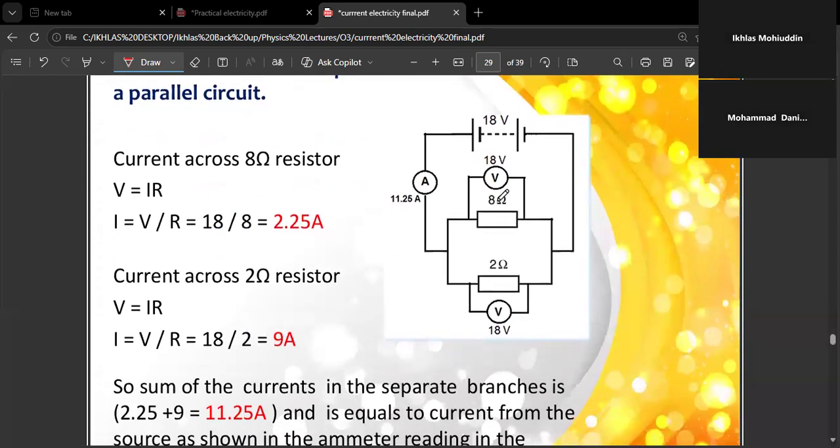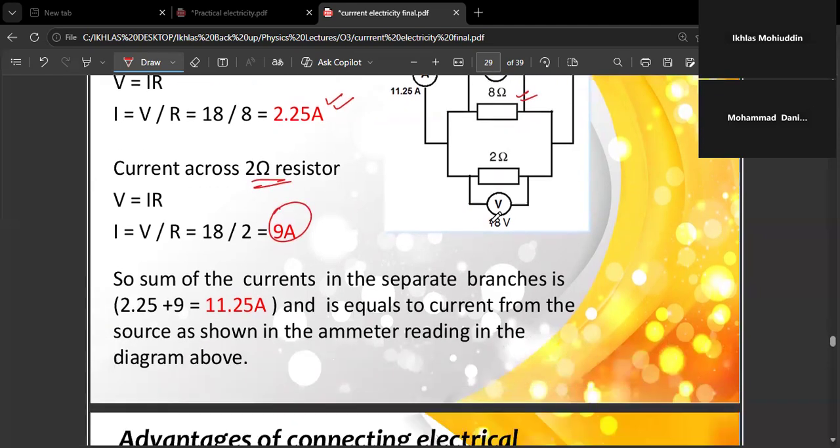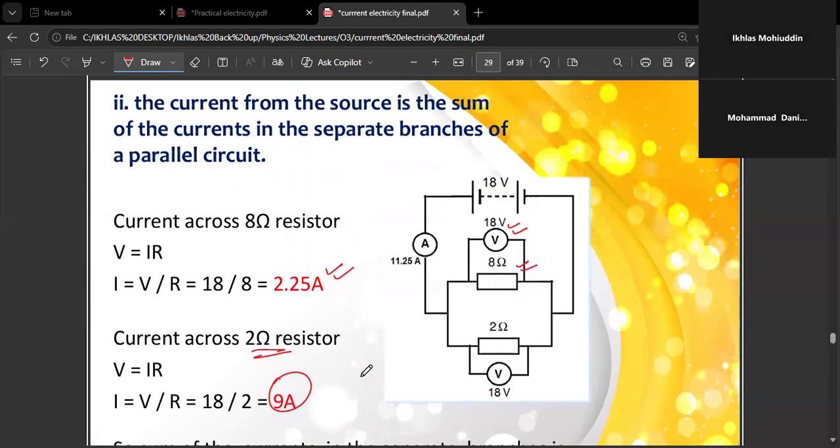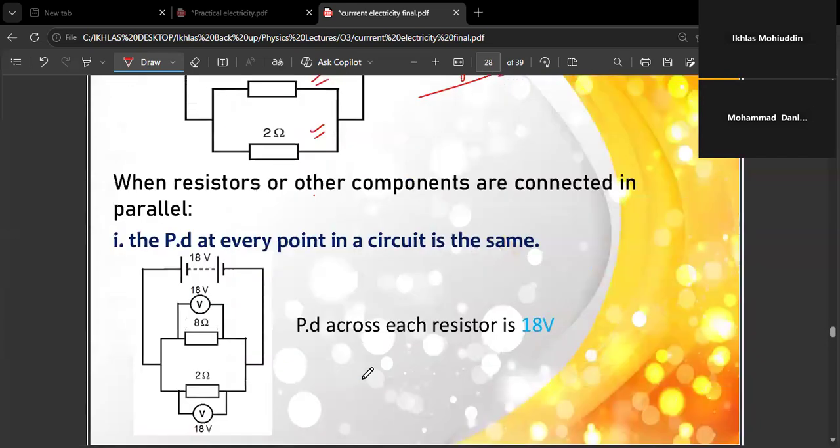So the current across the 8 ohm would be 2.25 amperes, 18 divided by 8. And on the 2 ohm resistor, the current would be 9. The sum of the currents in the separate branches would be 11.25 amperes, and is equal to the current from the source. Got it? Yeah, this is clear.